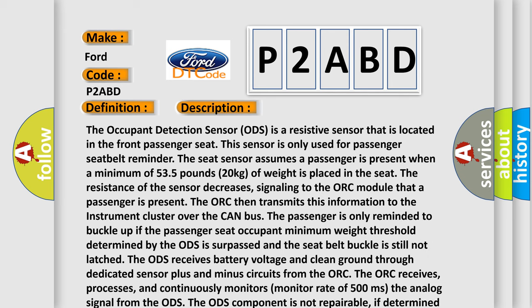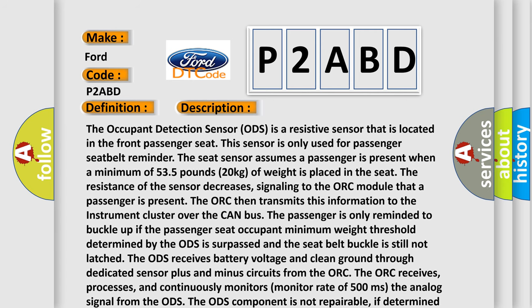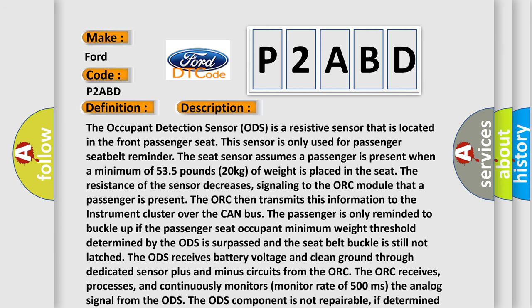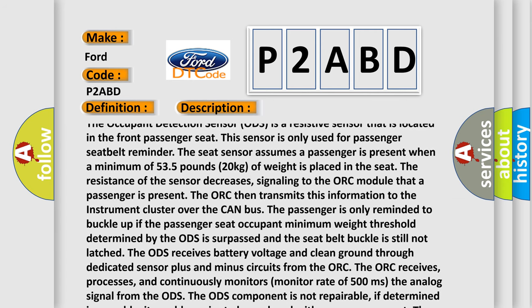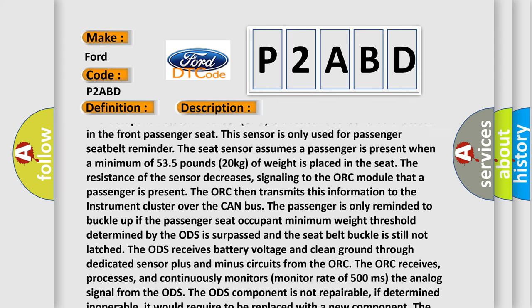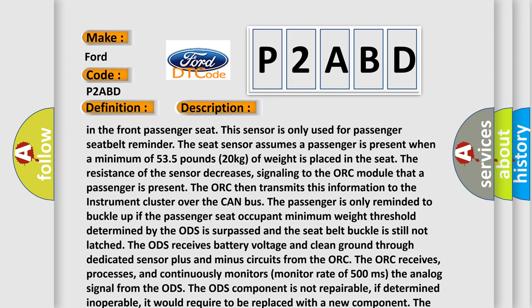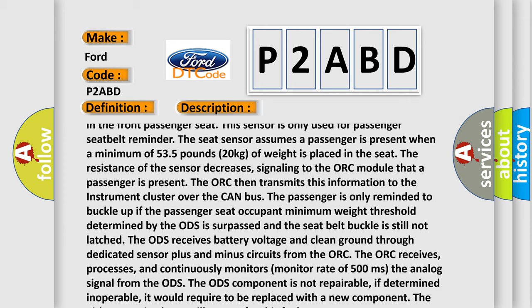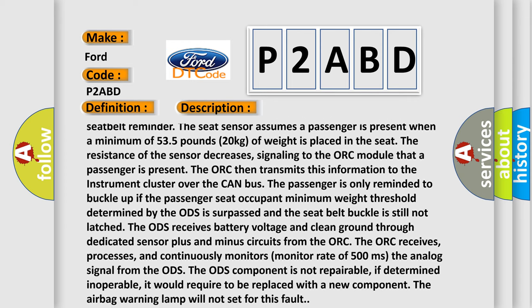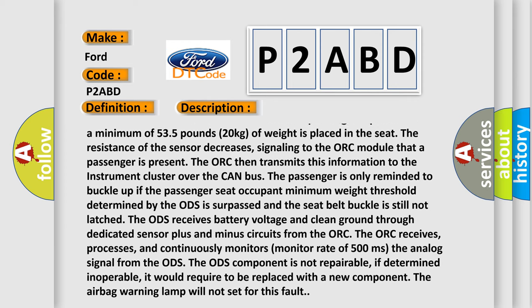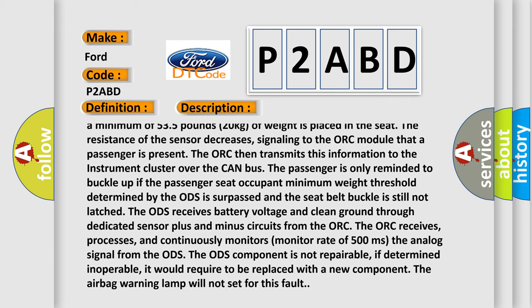The occupant detection sensor, ODS, is a resistive sensor that is located in the front passenger seat. This sensor is only used for the passenger seatbelt reminder. The seat sensor assumes a passenger is present when a minimum of 45 pounds, 20 kilograms, of weight is placed in the seat. The resistance of the sensor decreases, signaling to the ACU module that a passenger is present. The ACU then transmits this information to the instrument cluster over the CAN bus.